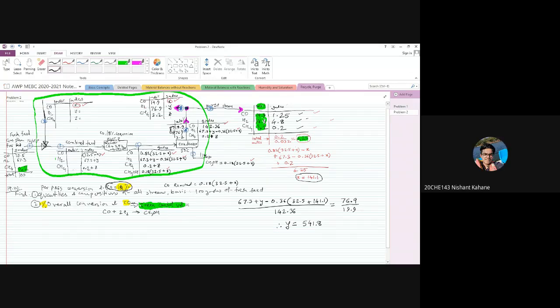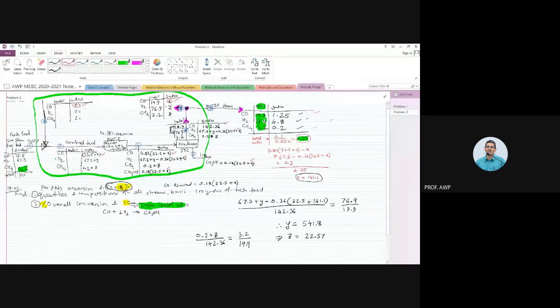The same procedure we will follow for CH4 moles. We will get the value of Z. The moles of methane, 0.2 plus Z, divided by moles of carbon monoxide, 142.36, must be in the same proportion, 3.2% and 19.9%. So this will allow us to calculate the value of Z, and Z would be 22.57. Okay, so we've got X, we've got Y, we've got Z.